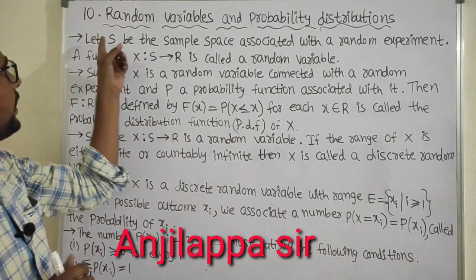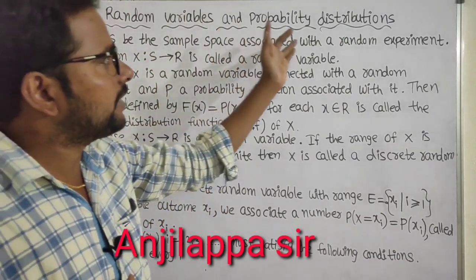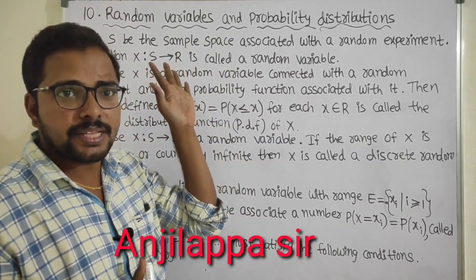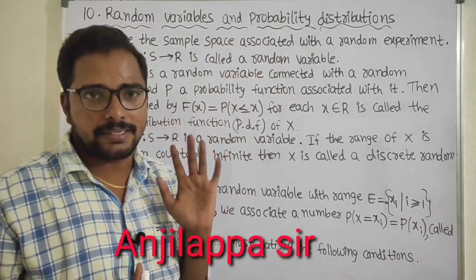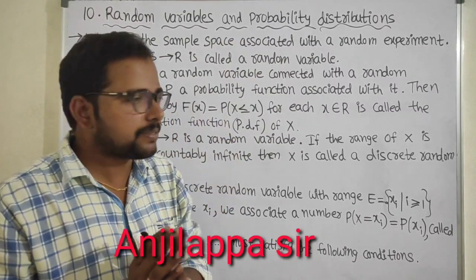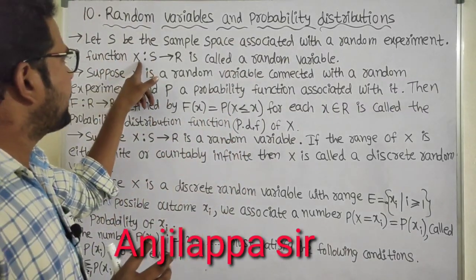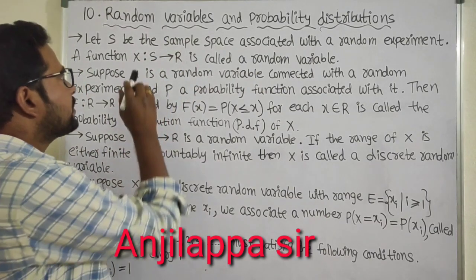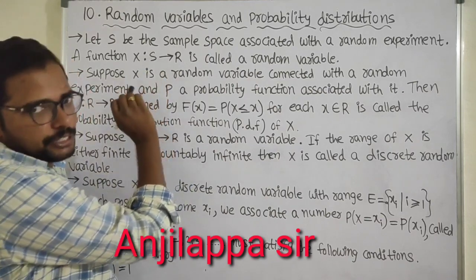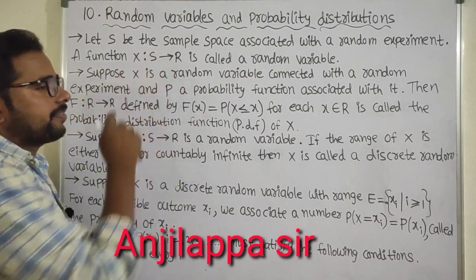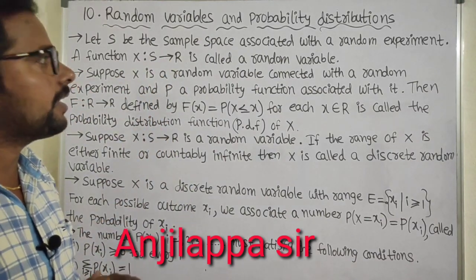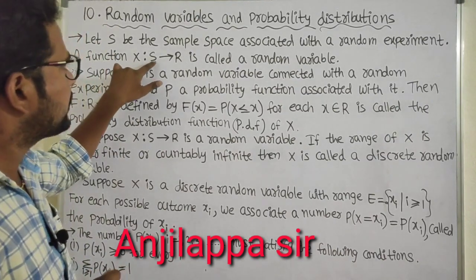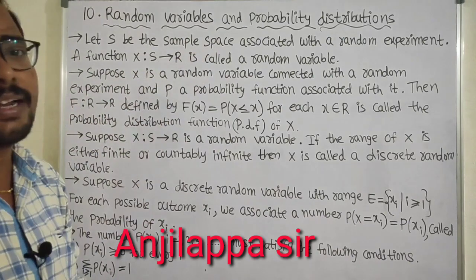First definition: let S be the sample space associated with a random experiment. A function X mapping S to R is called a random variable. Any function which is mapping from the sample space to R is called a random variable.